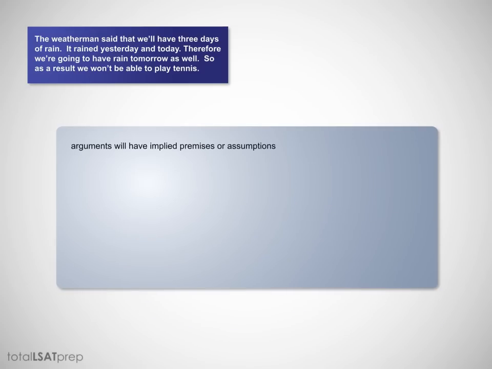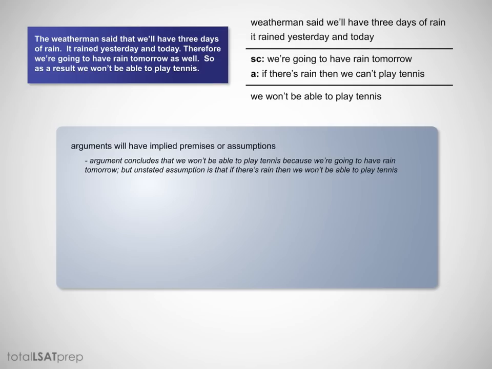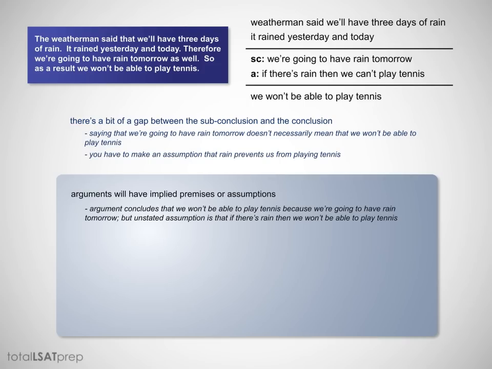Now, arguments will also have implied premises or assumptions. The argument concludes that we won't be able to play tennis because we're going to have rain tomorrow, but the unstated assumption is that if there's rain, then we won't be able to play tennis. So we could diagram that by adding an A for assumption, and it says that if there's rain, then we can't play tennis. So there's a bit of a gap between the sub-conclusion and the conclusion in this argument. Saying that we're going to have rain tomorrow doesn't necessarily mean that we won't be able to play tennis. You have to make an assumption that rain prevents us from playing tennis. The basic kinds of assumptions or implied premises are those that bridge the gap between the premises and the conclusion.